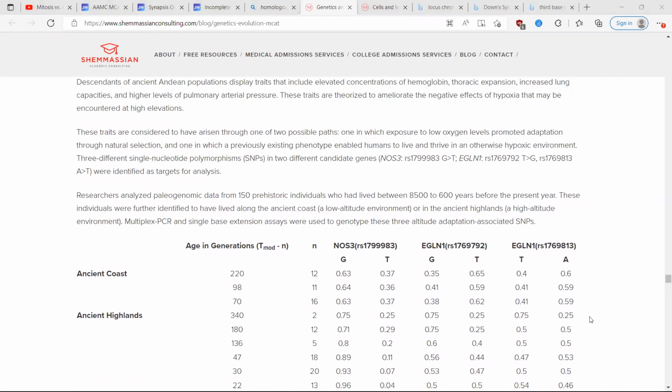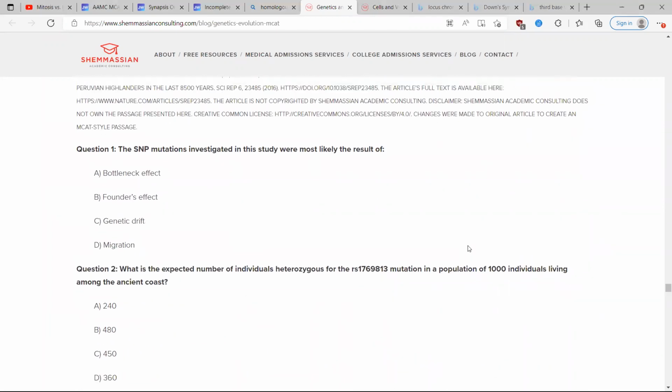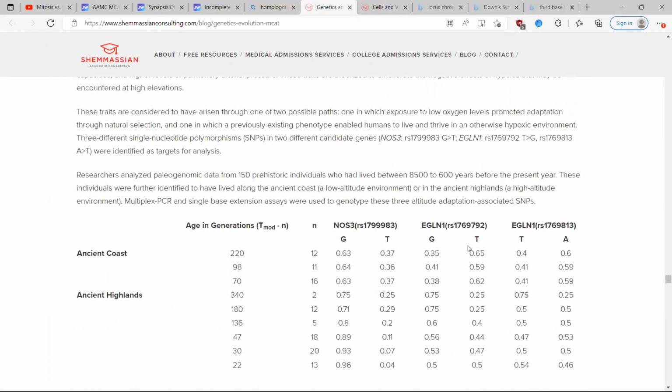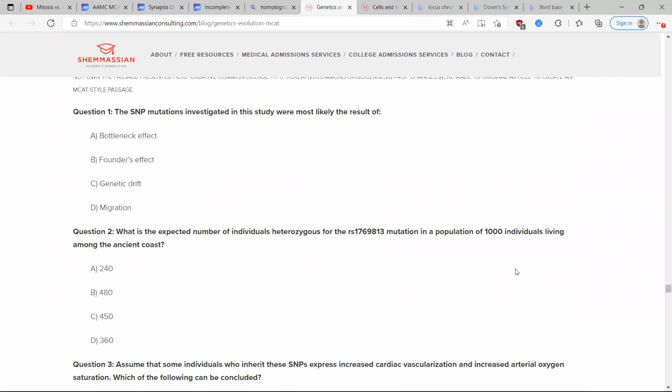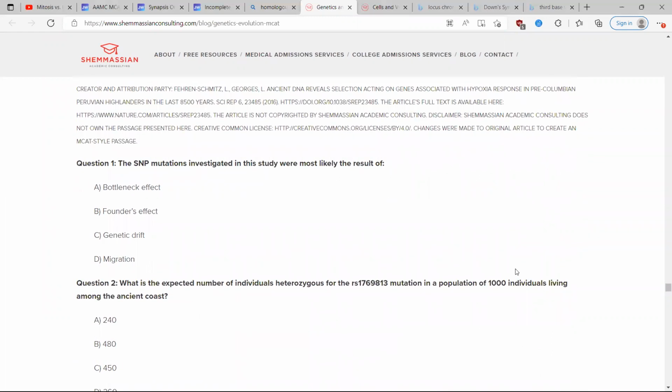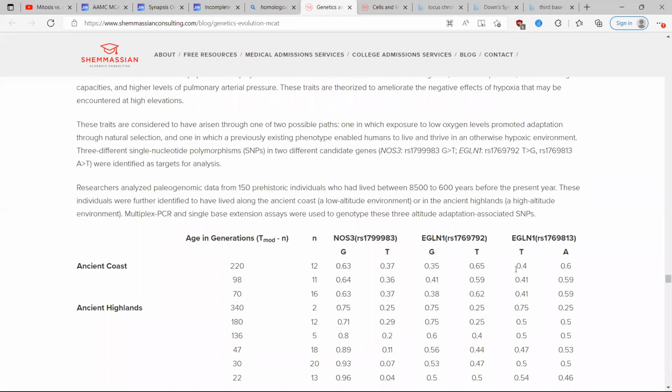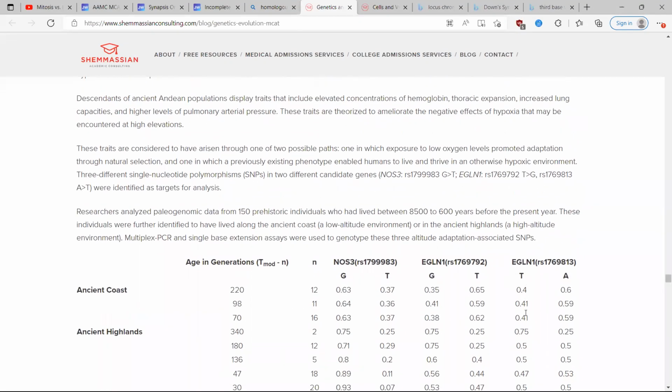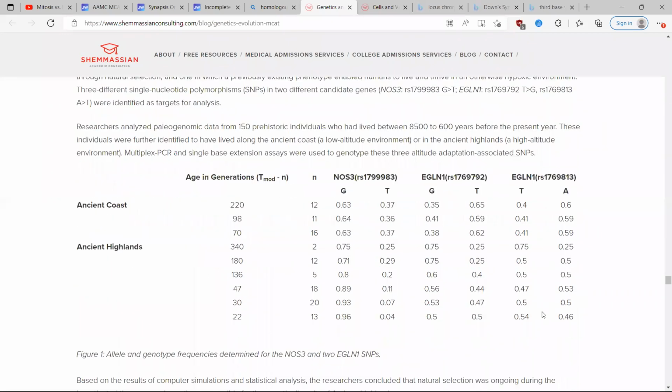And here's what they gave us. Where did they say? Among the ancient coast. Okay, so among the ancient coast, wait, did they give us a time? What is the expected number of individuals heterozygous for the mutation in a population of 1,000 individuals living among the ancient coast? Oh, I see what they did. They're all basically the same. There's no change here, so you can use any of these. I was looking for a time because I was wondering which data set I should use, but they're all the same. They're all 0.4 and 0.6. So we will use 0.4 and 0.6.